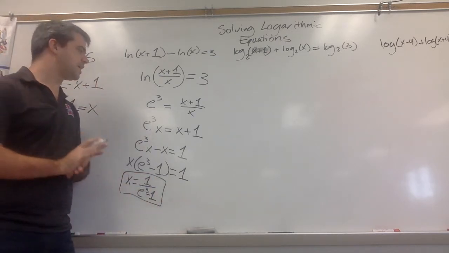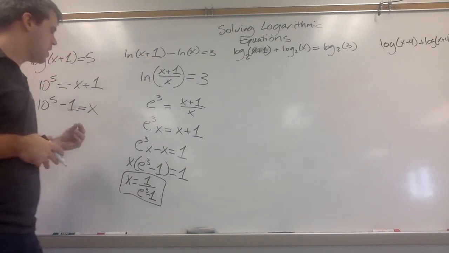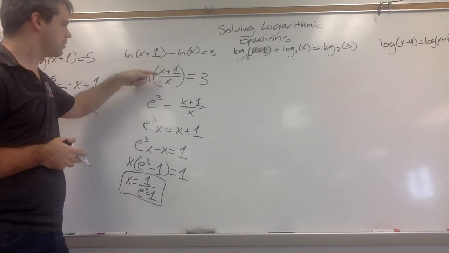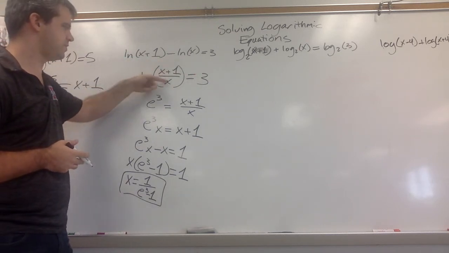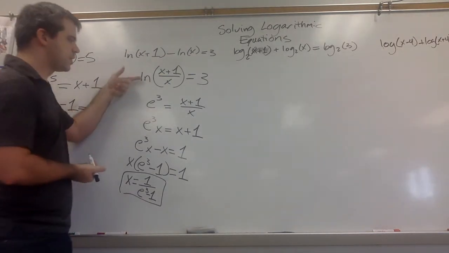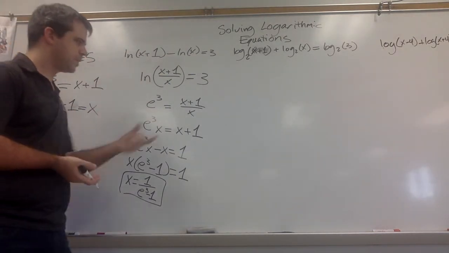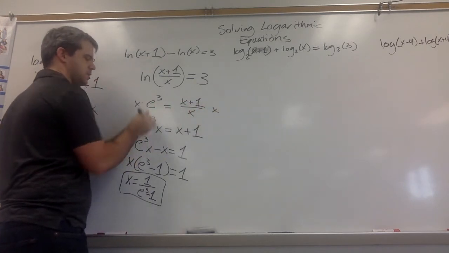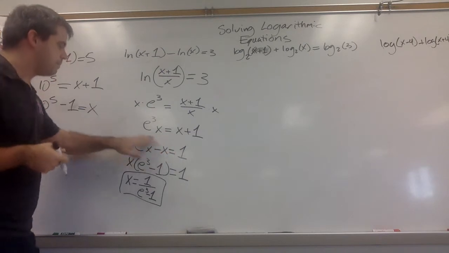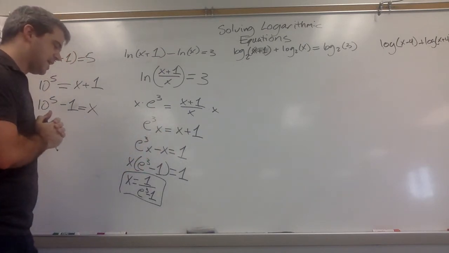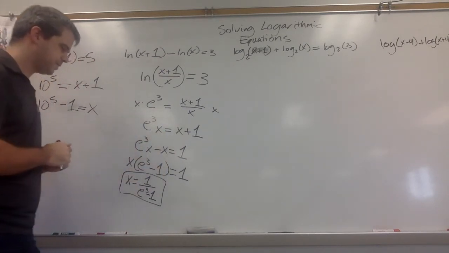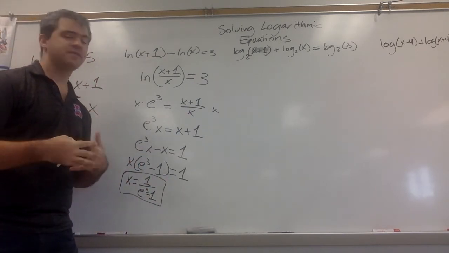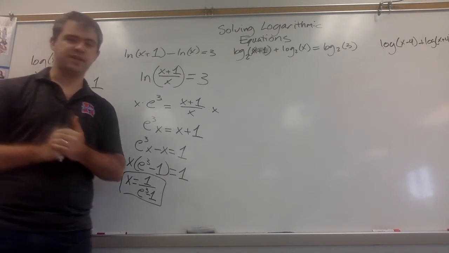Now this is a little tricky again. Let's walk through that one more time. We're subtracting our logarithms, so we turn that into division inside the logarithm. Then we rewrote it as an exponential. We multiplied x, so we wouldn't have that in the denominator. We moved all of our x's over to one side so that we could factor out the x. And then we divided.